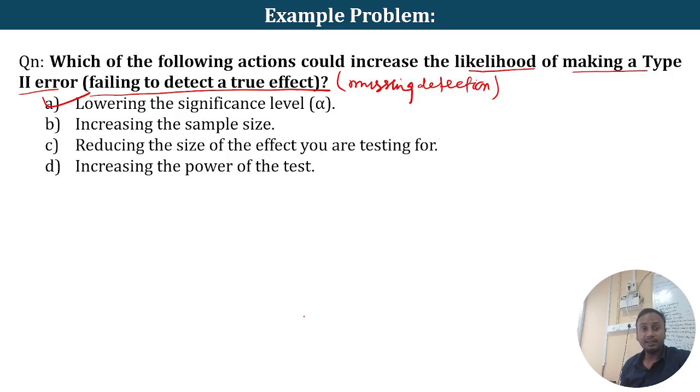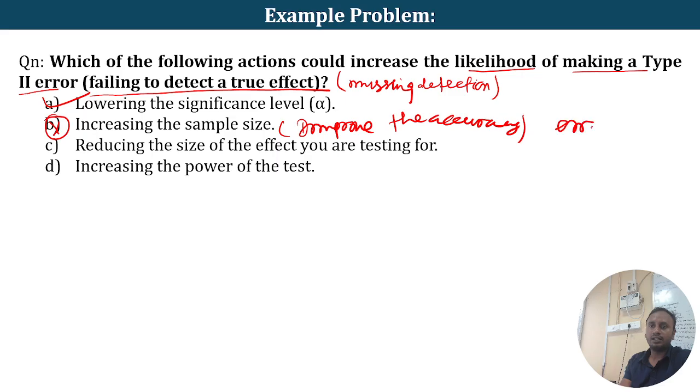Increase the sample size, it will give more precision. So that can't be the answer. Actually, it's going to improve the accuracy, so the error is not going to increase. Increasing the sample size improves the accuracy, the error will reduce. Reducing the size of effect you are testing for, obviously, it's going to increase the error.